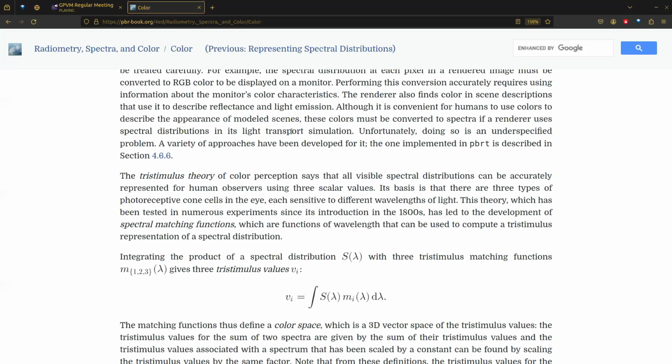Unfortunately, doing this is an underspecified problem. A variety of approaches have been developed for it. One is implemented in this book.